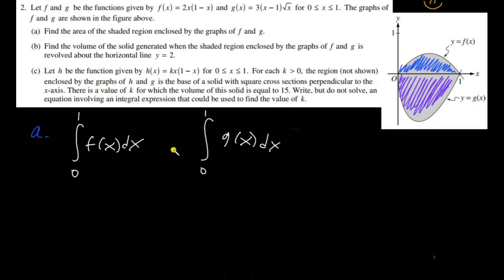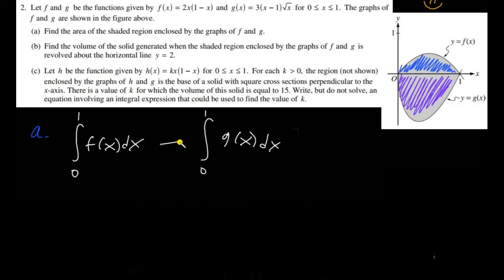Well, your first instinct might be to add these, but think a little bit more carefully, okay? Because g of x is a negative value, right? G of x is under the x-axis, so this integral is a negative number. But we want the total area, which means we want to take the absolute value of this and the absolute value of this and add those together, right? Now you could do that by just putting absolute value signs on the outside. That would do the trick.